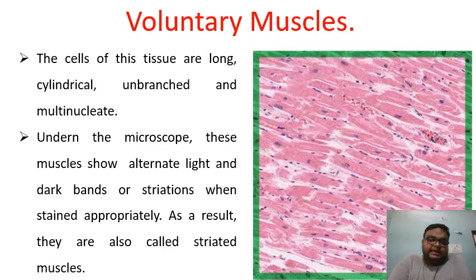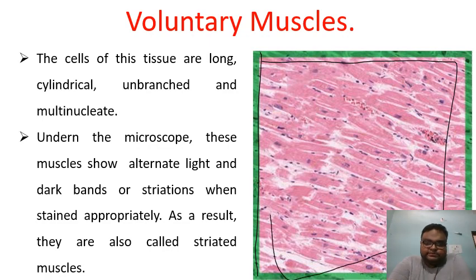Here you will see this picture. Can you see this picture, students? From this picture, just think about what can be the characteristics of the voluntary muscles, right? In the voluntary muscles, the tissues are long, cylindrical, unbranched, and multinucleate. You can see here in this picture that the tissues are the muscle cells.